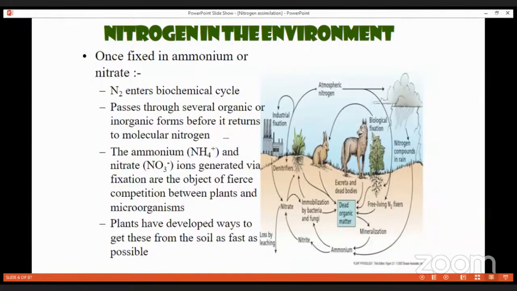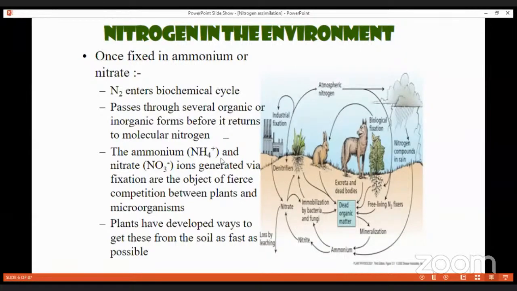The ammonium and nitrate ions generated via fixation are subject to vast competition between the plants and the microorganisms living in the soil, for the production of nucleic acid and protein, using them as a substrate, you can say. These are the basic two ions that we can utilize. Living organisms can utilize only two forms.